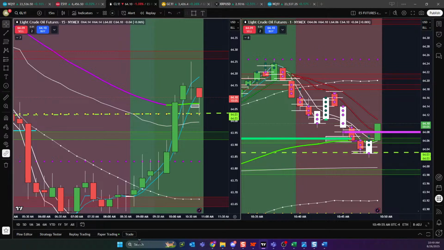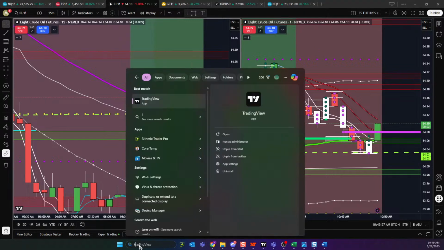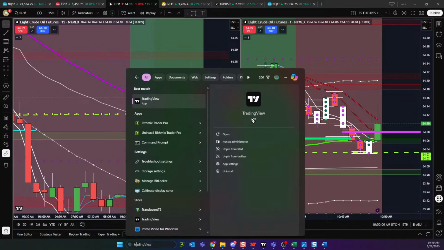So, okay, do me a favor, go to your search bar and type in TradingView. Look for the TradingView app.